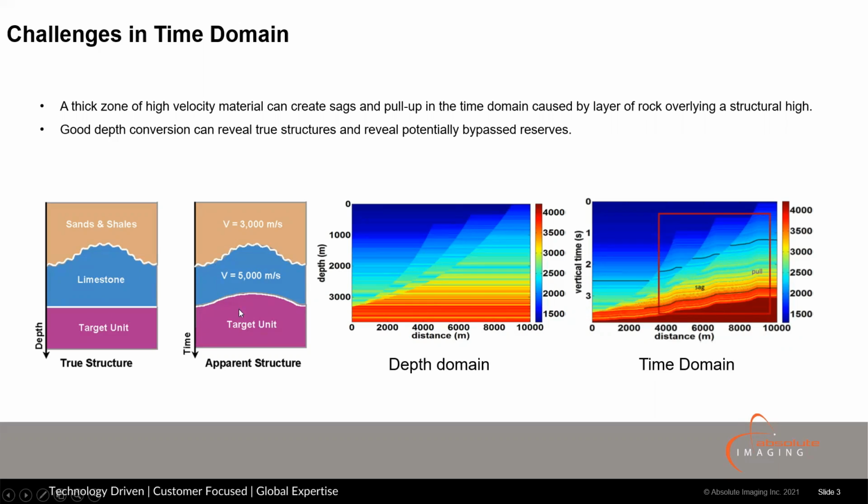As a consequence, if you have a good conversion from time to depth, then you can reveal the true structures, and eventually you can reveal potentially bypassed reserves that you have, right? On the image side, in the time domain you might see sags and pull-ups. When you have the correct velocity, which is the good conversion, that is key to the good conversion, then you can reveal the true structure.